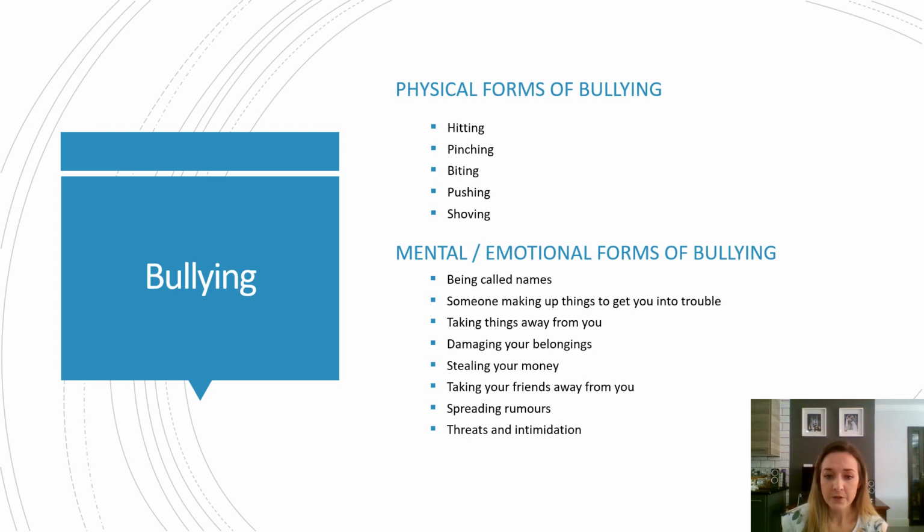Taking your friends away from you, this is quite an interesting one because I'm sure quite a few of you feel like you've got, let's say, for example, you're in a group of 3 friends and one of your friends decides that they don't want to be friends with you, but they take the other friend away from you and you're left alone. That's a form of bullying. It makes you feel bad about yourself. So it's an emotional form of bullying.